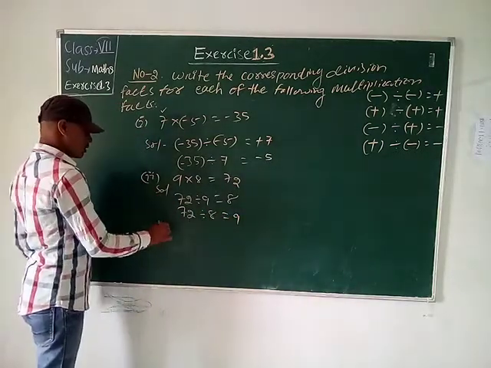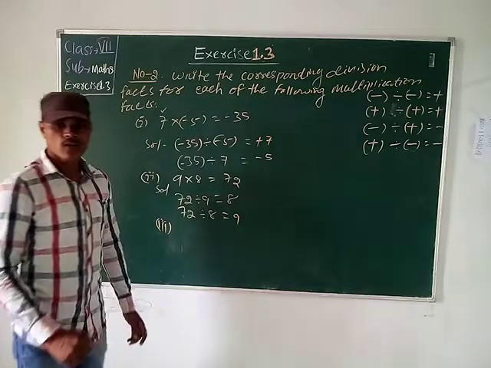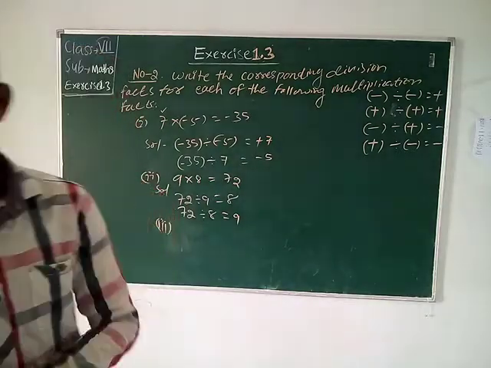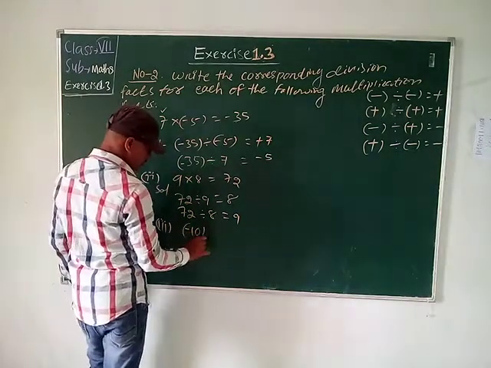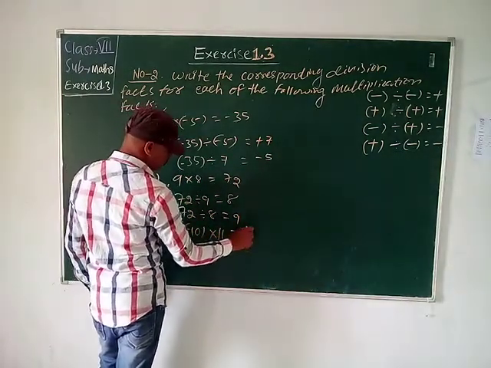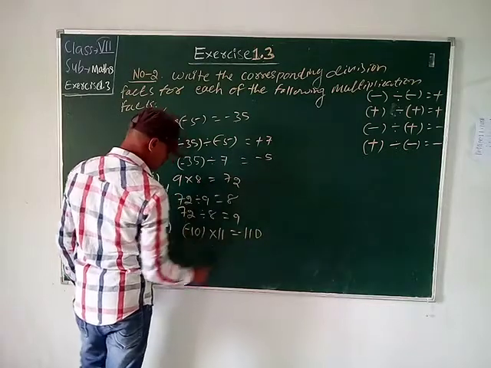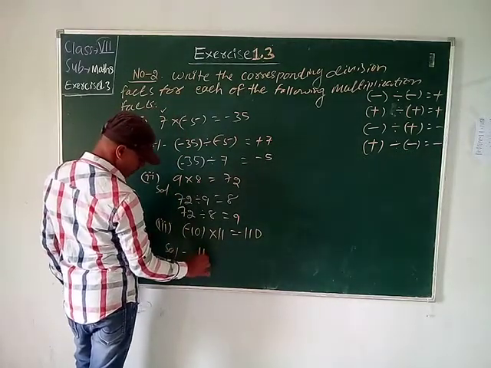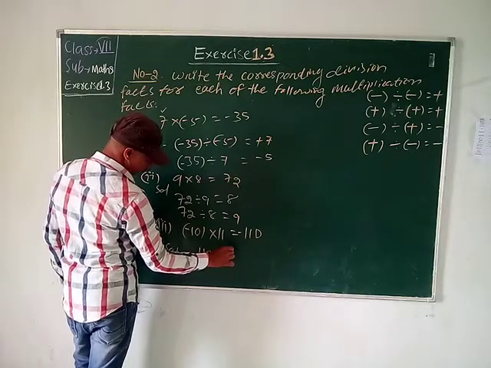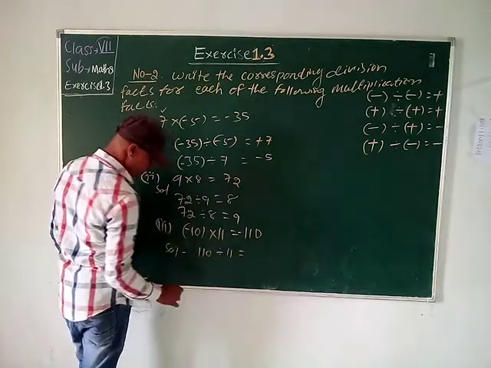Now the third part. What is the third part? The third part is minus 10 into 11. There, minus 10 into 11 equals minus 110. Now we change it into the solution. Here then we can write 110 divided by 11 equals 10.